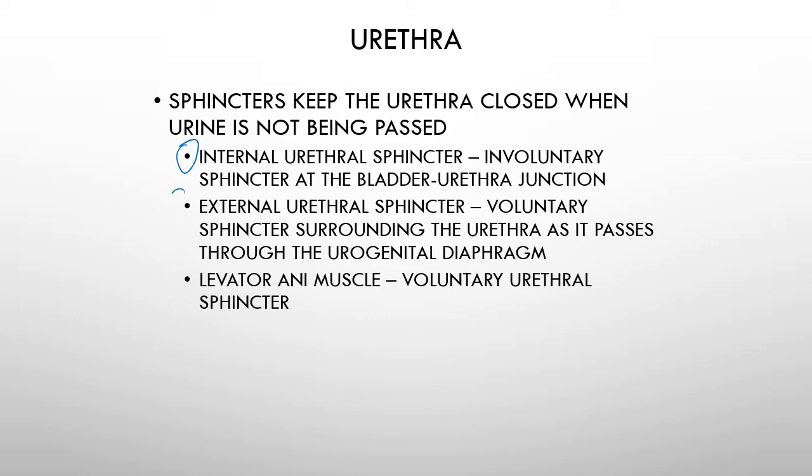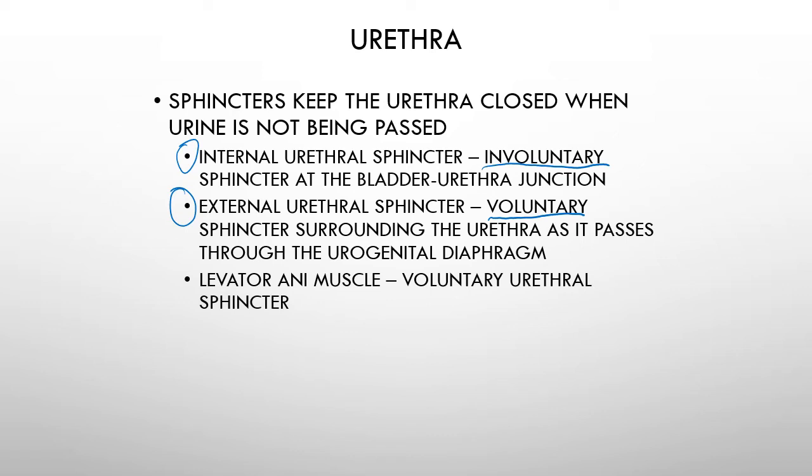For urination to occur, we have two sets of sphincters. There's an internal sphincter and an external sphincter. These two have different components as far as their control. The internal sphincter is involuntary. The external sphincter is voluntary. So we have control over that external sphincter. We don't have control over the internal sphincter.